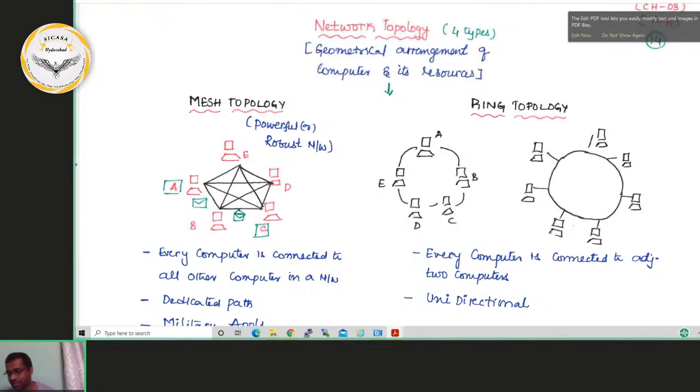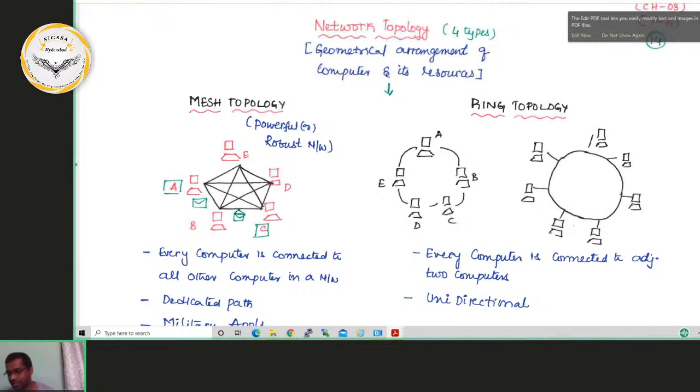So what do you mean by network topology? Network topology is nothing but how do you connect the computers geometrically for the purpose of transmitting the data. How many types of topologies we have? Four: mesh topology, ring topology, star topology, and bus topology. So this is about topologies.